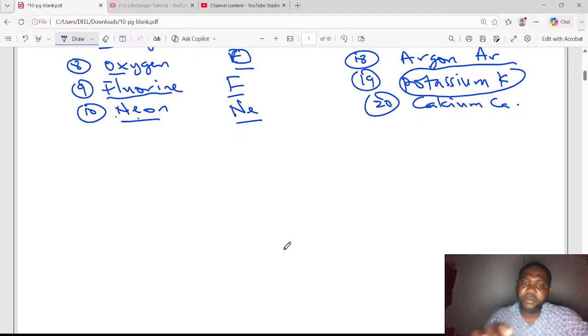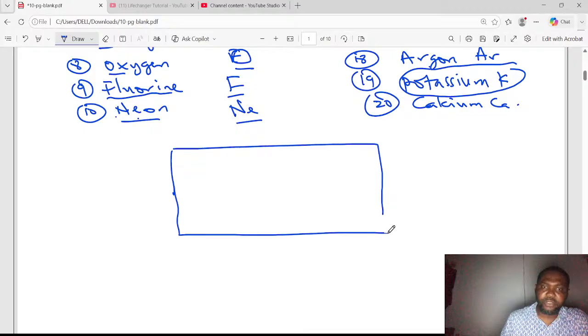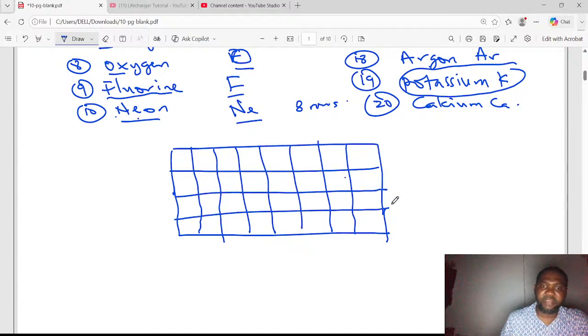But for now, we are going to arrange the first 20 elements in a periodic table. The first 20 elements have 8 columns, or what we call 8 rows. This is 1, 2, 3, 4, 5, 6, 7, and 8. 8 columns, 8 rows. Please don't forget. And it has 4 periods. You have 1, 2, 3 and 4. You see that? That's very important.